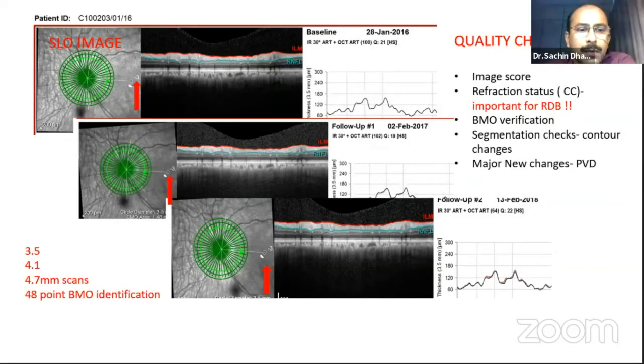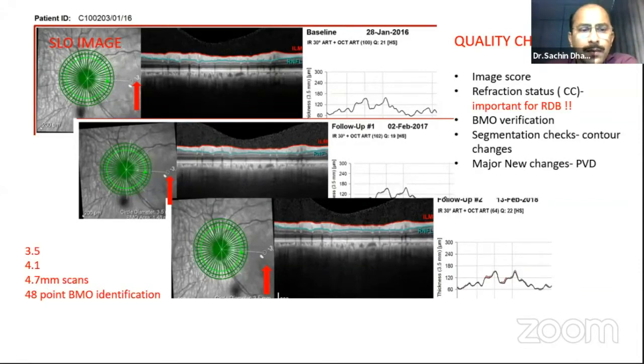There are 48 BMO identification points, which I think is very important, because these BMO points will ultimately decide how good your disc scan and the MRW output is. So it's like garbage in, garbage out. If your data input is not good, the analysis is not good either.